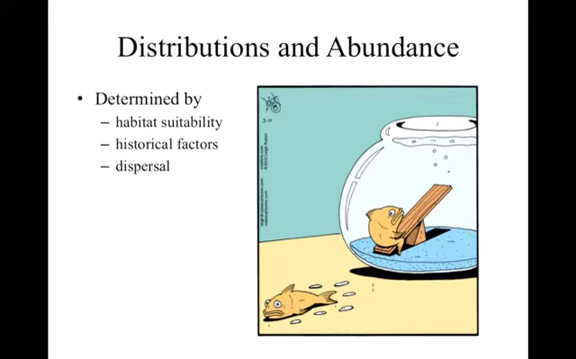All right, so we've defined distributions and we've defined abundance. But what determines distributions and abundance? Why are some organisms only found in one place, and some organisms really abundant in one place and really rare in another? There are a number of different factors that determine distribution and abundance of an organism, and we've talked a little bit about this before. A big one is habitat suitability. That's not the only one, though. There's also historical factors and dispersal.